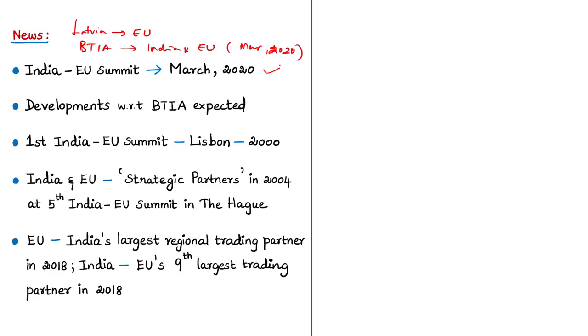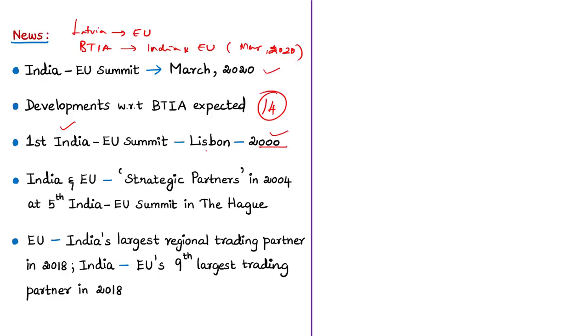Know that India-European Union summits are supposed to be conducted annually, and so far about 14 India-European summits have taken place since the year 2000. The last summit was held in 2017. Know that the first India-European summit took place on 28th June 2000 in Lisbon, which is the capital city of Portugal. Portugal is also one of the 28 members of the European Union.